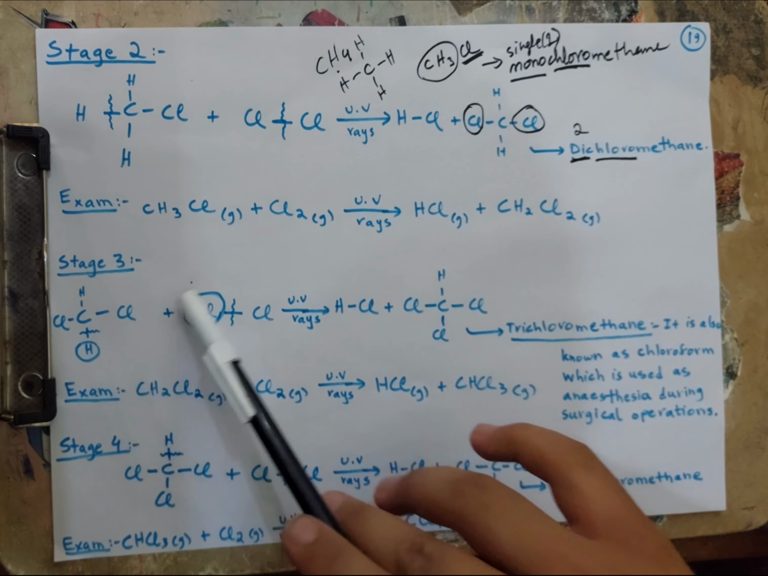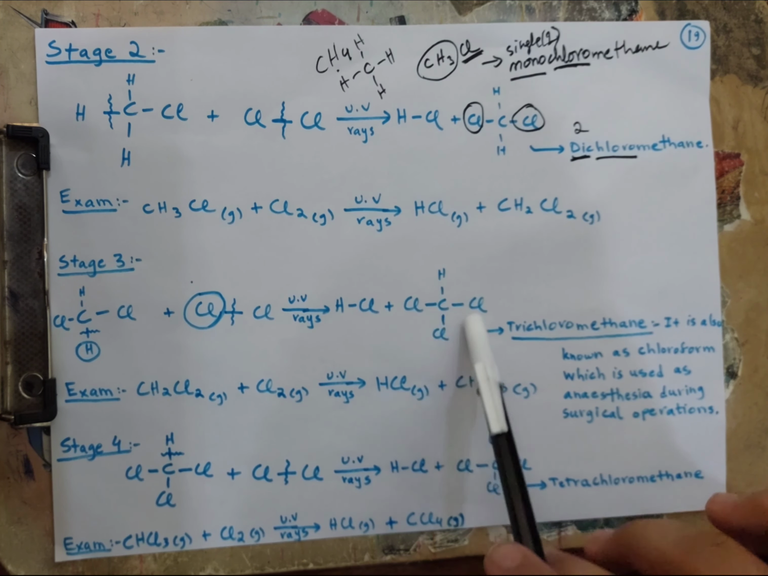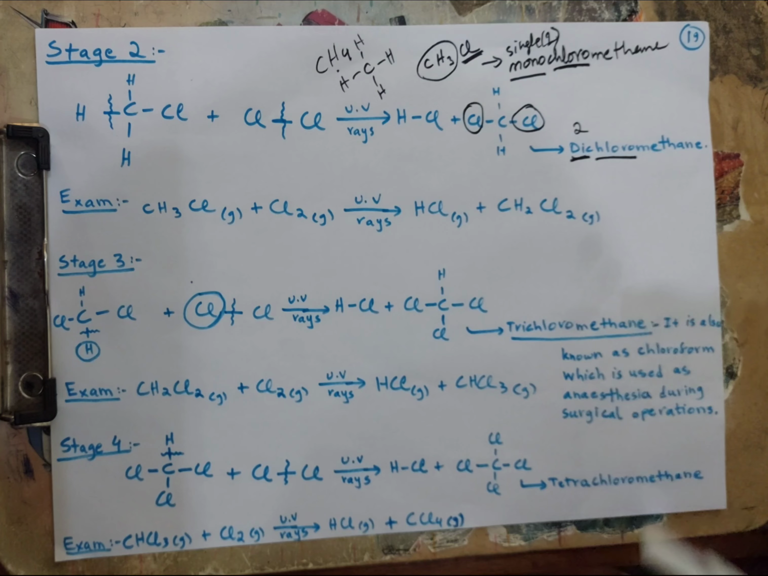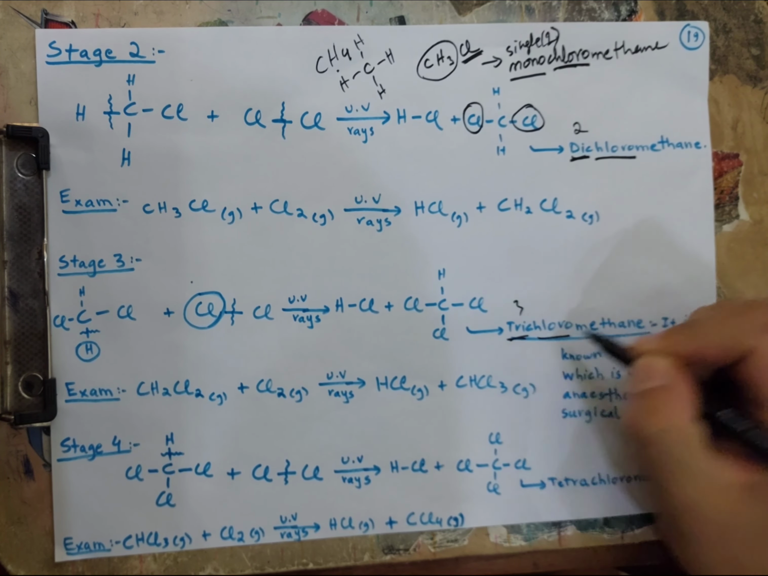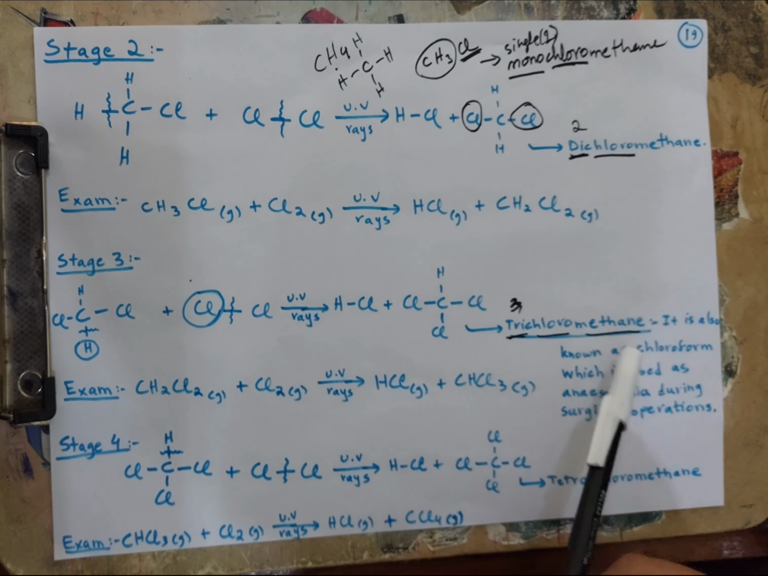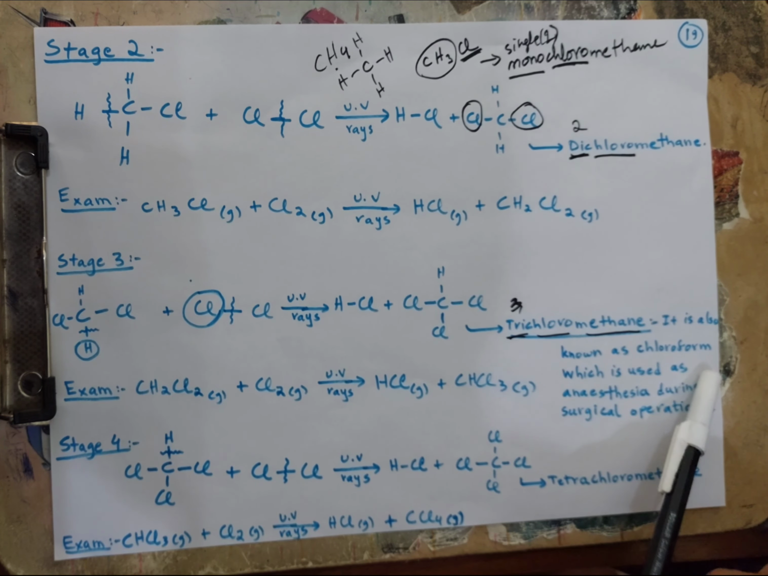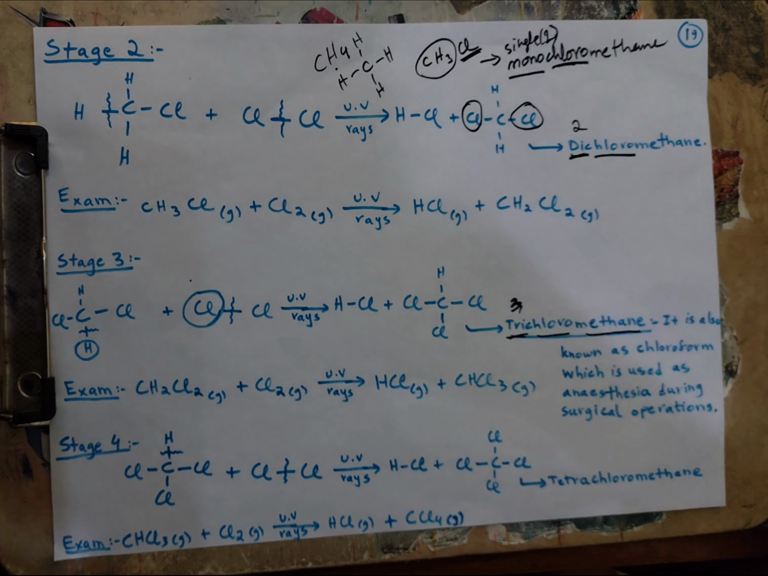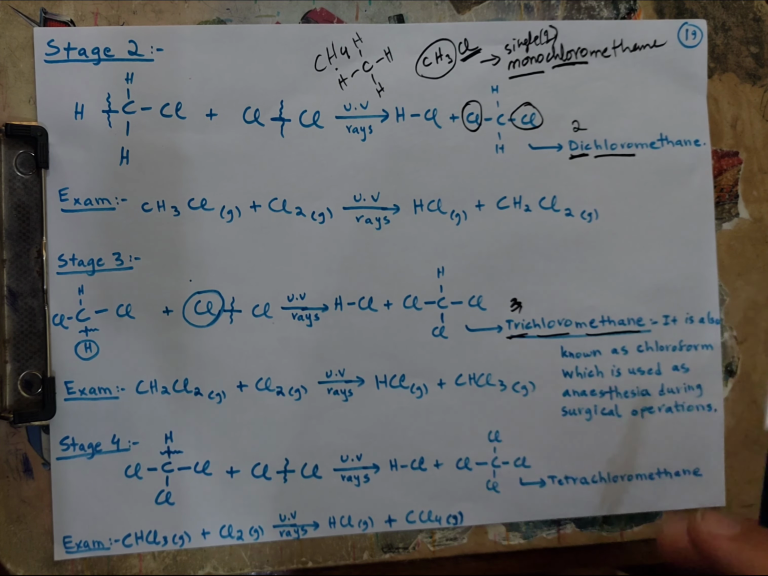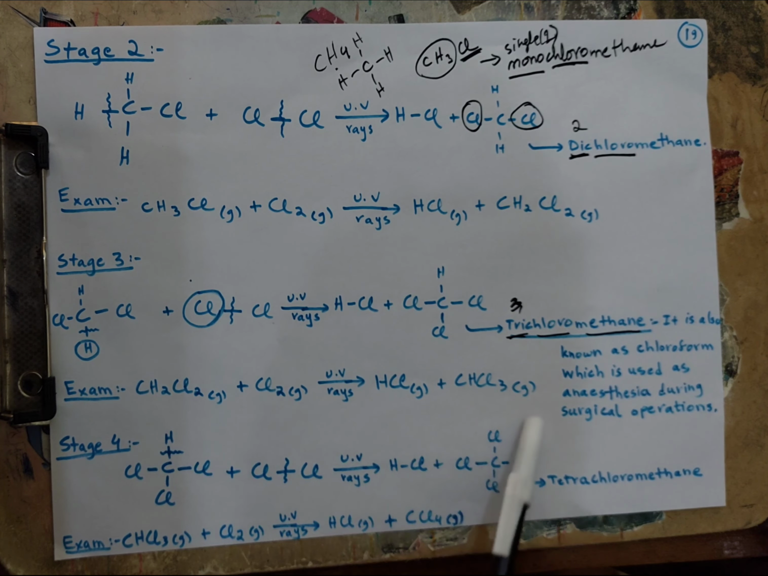In this case Cl replaces another hydrogen, so 3 Cl attached with C and H, so CHCl3 is formed, which we call trichloromethane. Tri here means 3, so 3 chloro attached with methane, so we name it trichloromethane. It is also known as chloroform, which is used as anesthesia during surgical operations. Okay, this is extra information. Memorize it, and in exam style you have to write it like this.